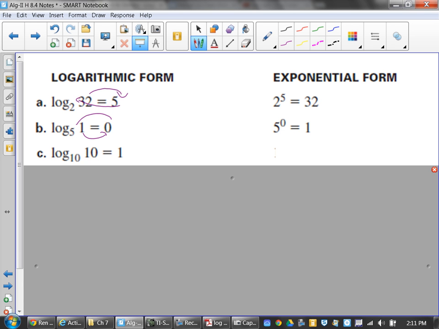Log base 10 of 10. Log base 10 of 10 is 1. 10 to the first power is 10.